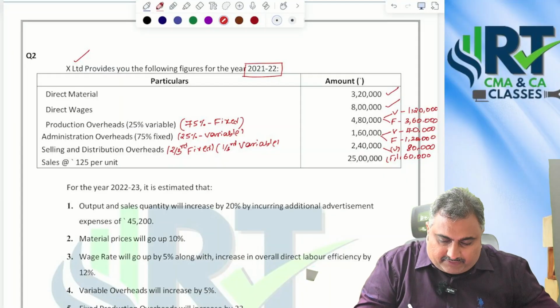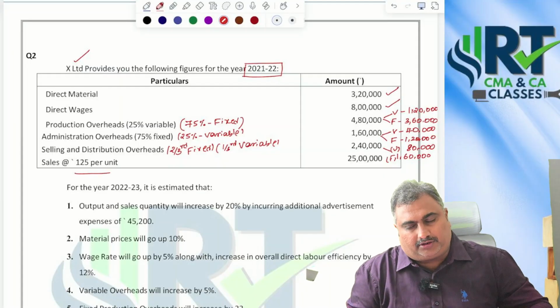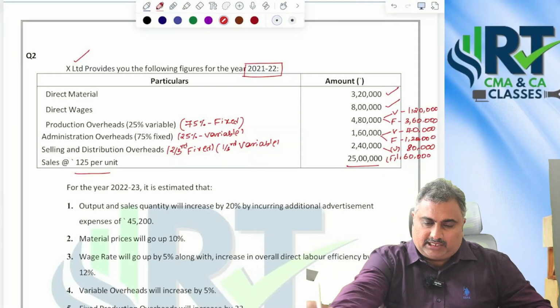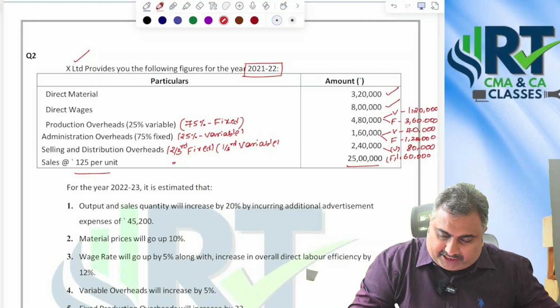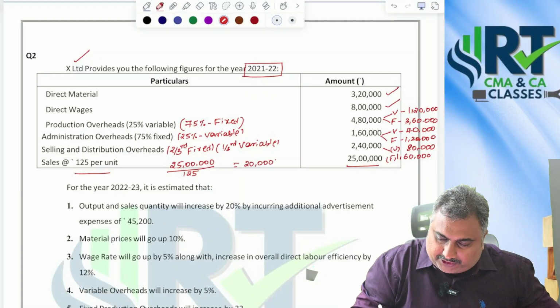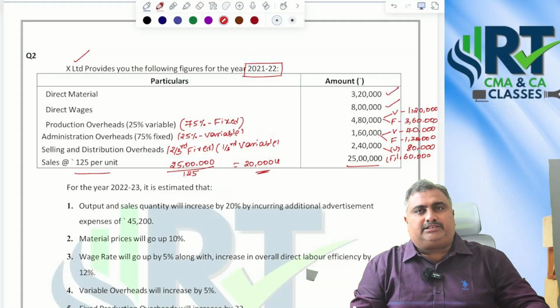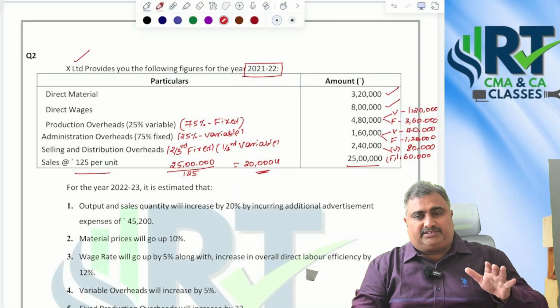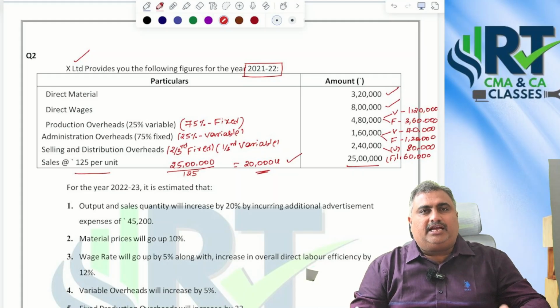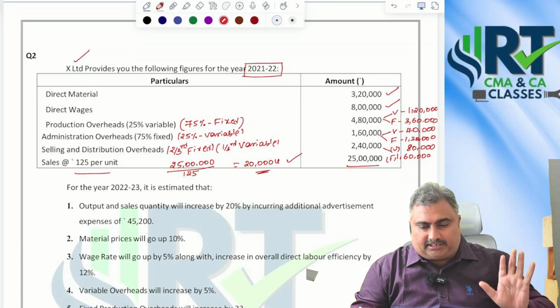And they have already given the selling price per unit, 125 per unit, and the sales value is also given, 25 lakhs. By using this information we can find out the number of units. 25 lakhs is your sales value divided by 125 per unit, then you are getting 20,000 units as the present sales part, and no information regarding opening and closing. 20,000 units we are producing and 20,000 units we are selling.